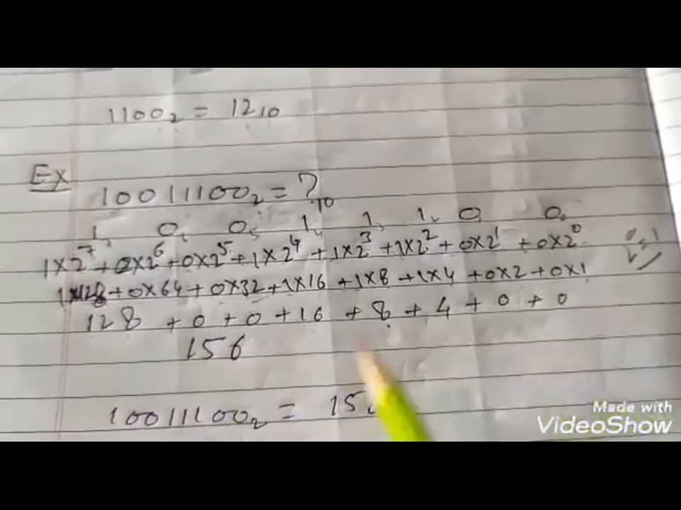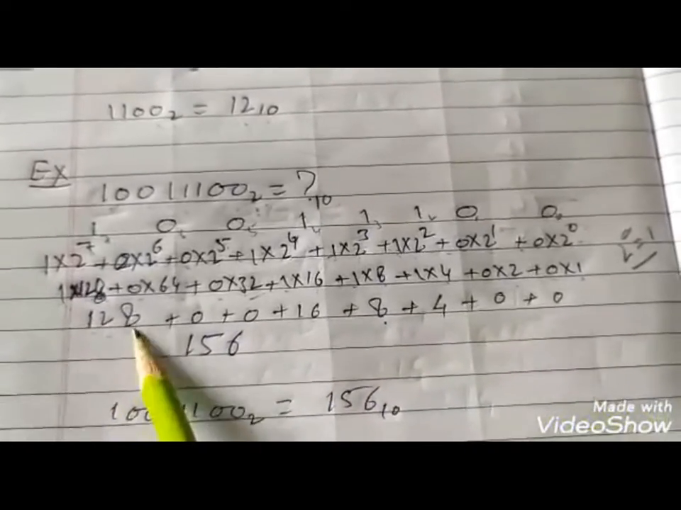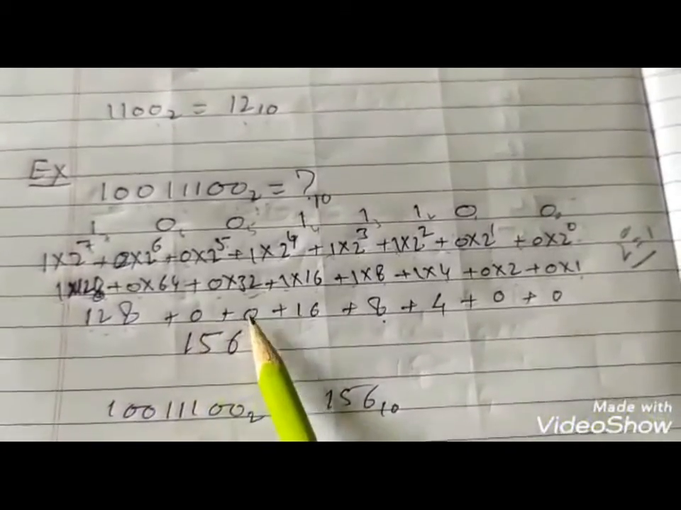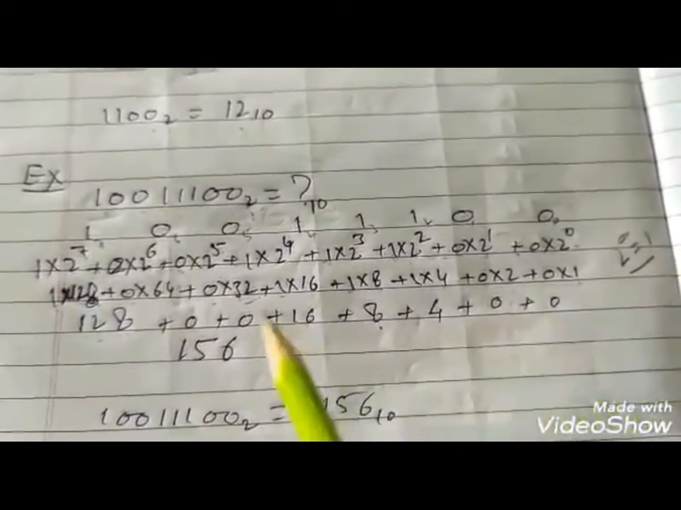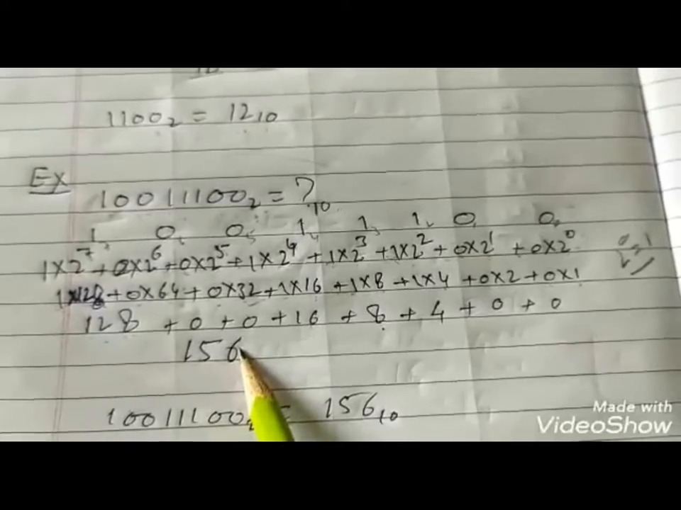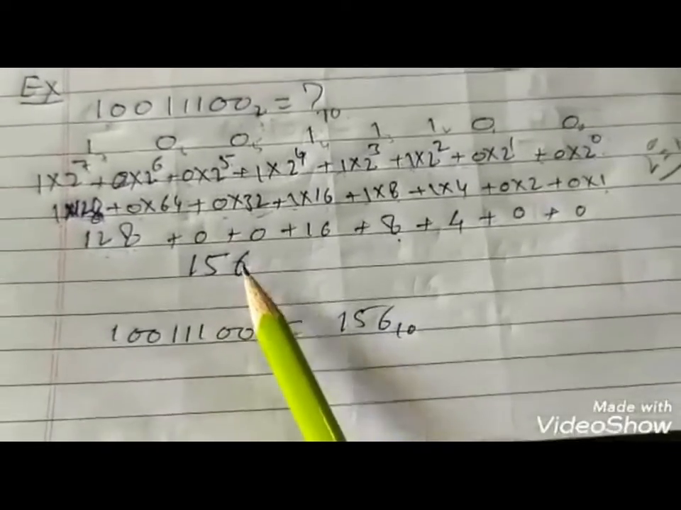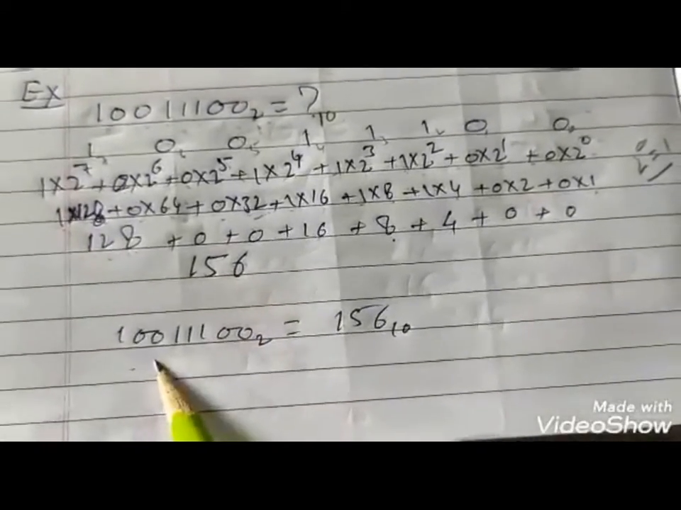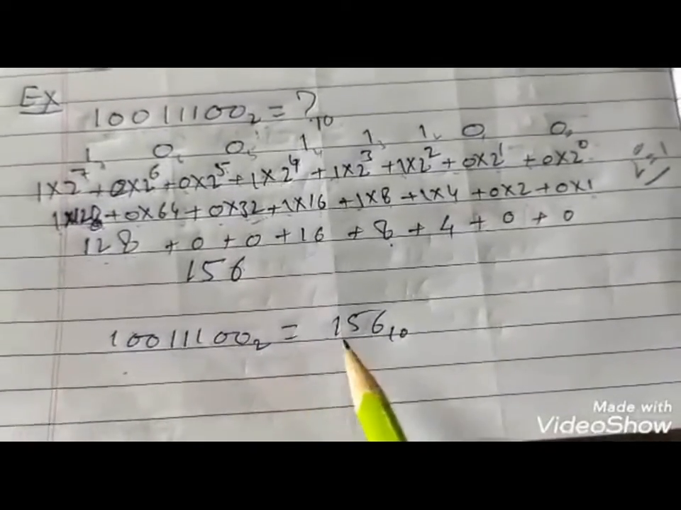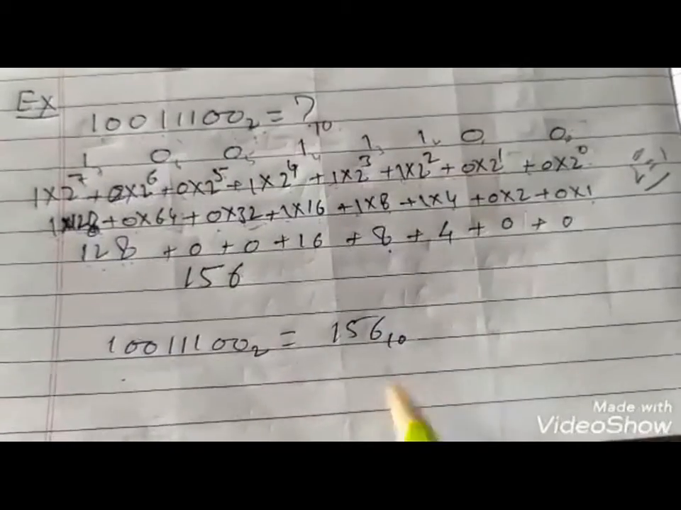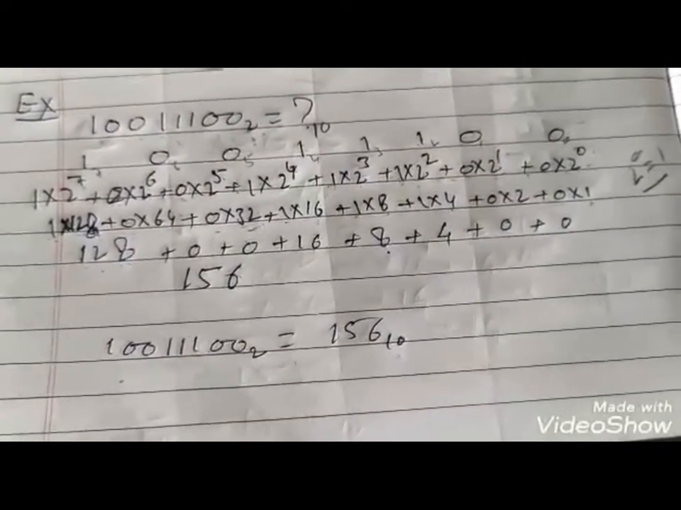Add all terms. 128 plus 0 plus 16 plus 8 plus 4 plus 0 is 156. So 10011100 in binary is equivalent to 156 in decimal.